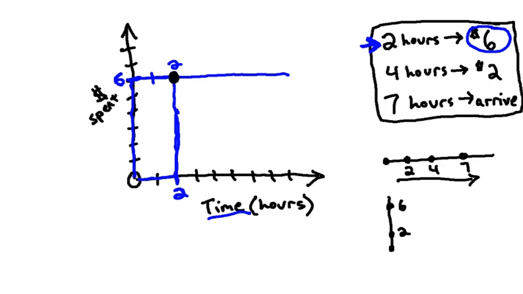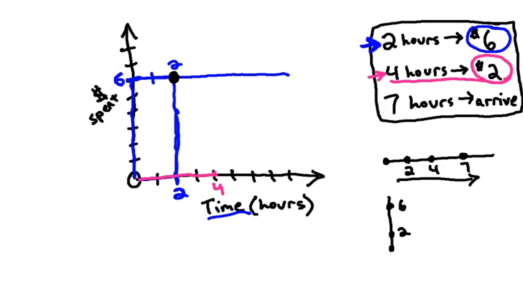Now we're going to look at our next pit stop that we did on the road trip, and that was 4 hours in. So down here at the timeline, we're going to go 1, 2, 3, 4. At 4 hours, we stopped again because we had to go to the bathroom and we got a candy bar. But we're not going to put a dot there. Before we put a dot, we're going to look up at our values, and we're going to see that at that time, at 4 hours into the road trip, we spent $2. We spent $2 on a candy bar.